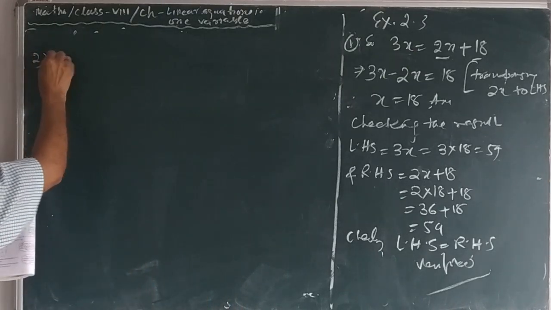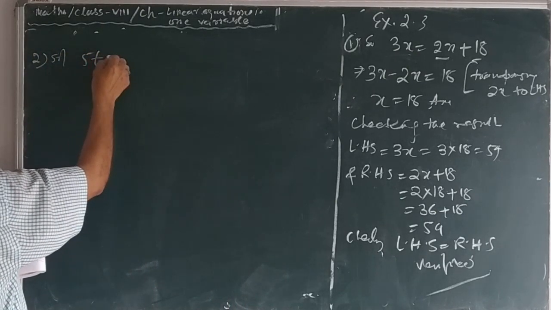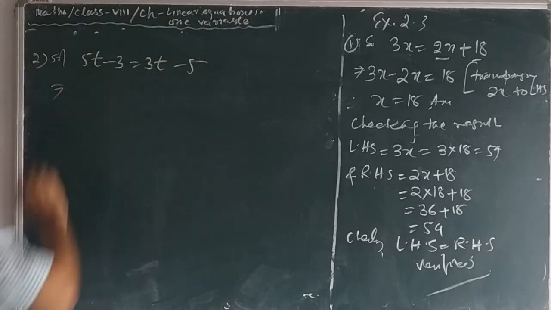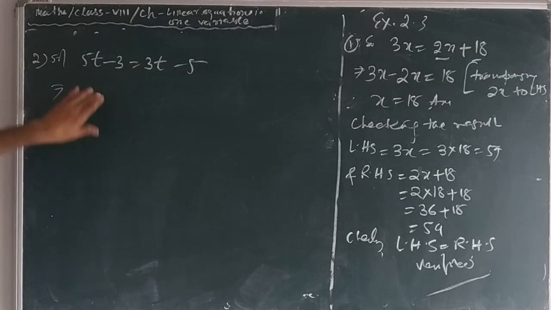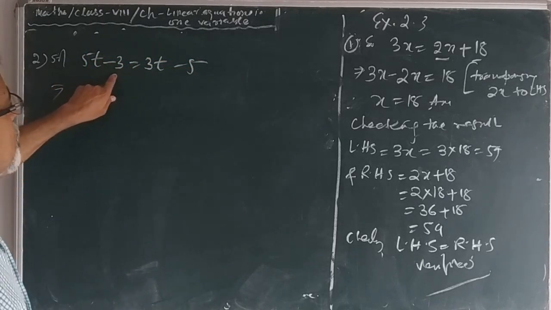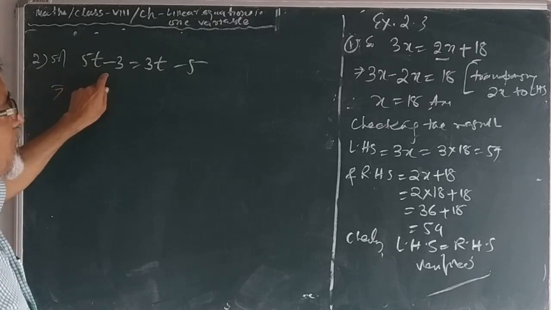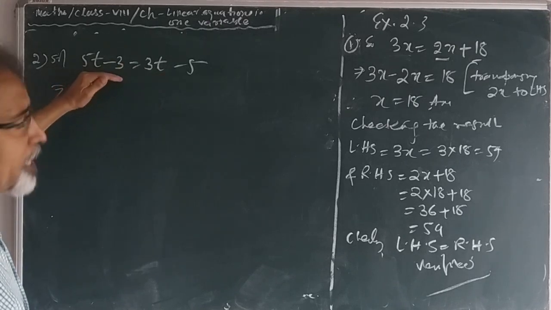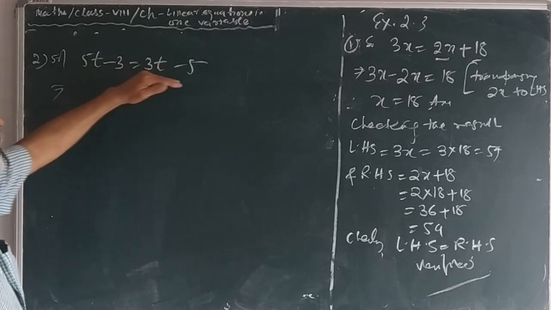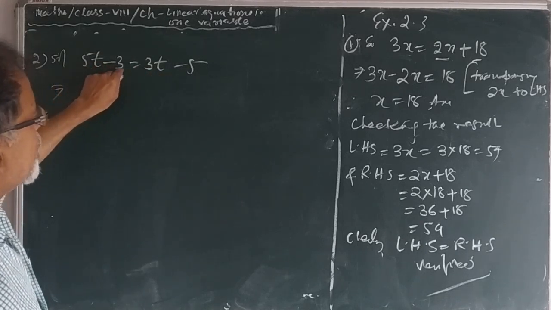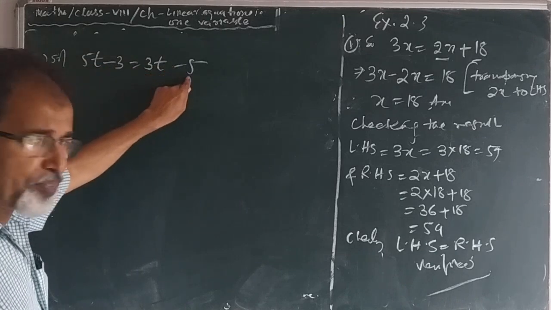It's question number 2: 5t minus 3 equal to 3t minus 5. Here t is the variable. Both sides of the equation are linear expressions. Each linear expression has two terms. 5t is a variable term, 3 is a constant, 3t is a variable term, 5 is a constant.